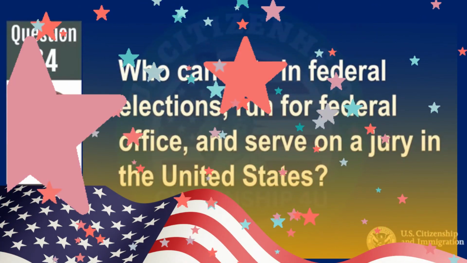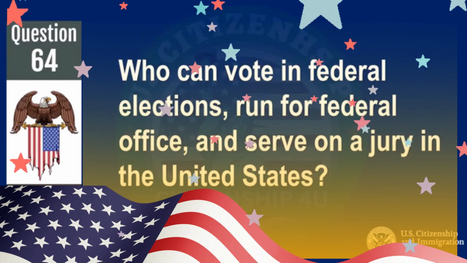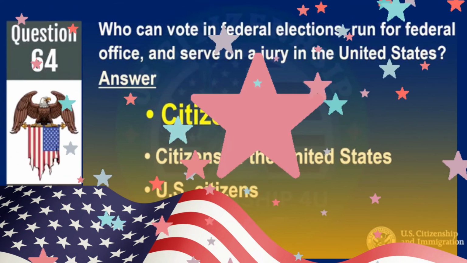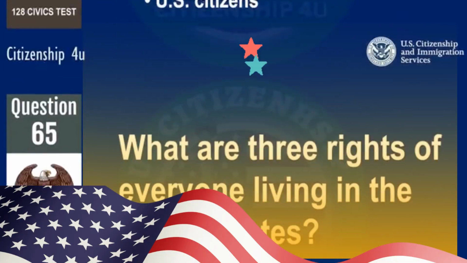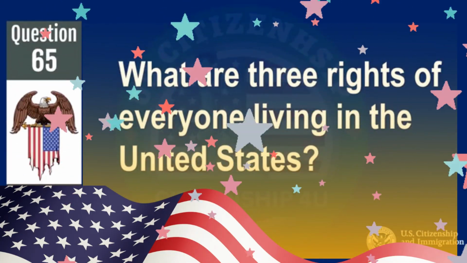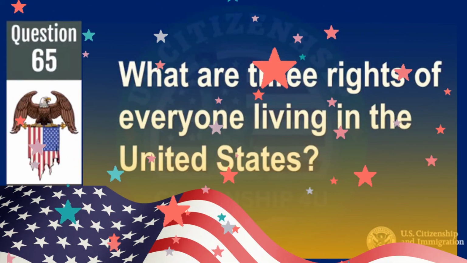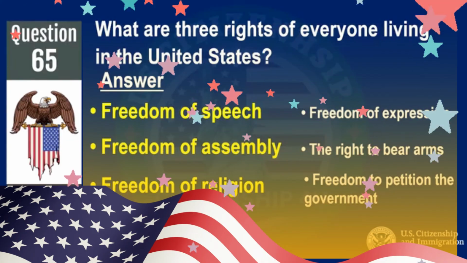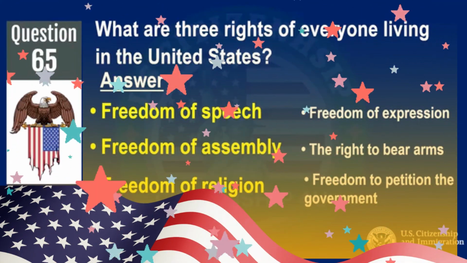Who can vote in federal elections, run for federal office, and serve on a jury in the United States? Citizens. What are 3 rights of everyone living in the United States? Freedom of speech, freedom of assembly, freedom of religion.